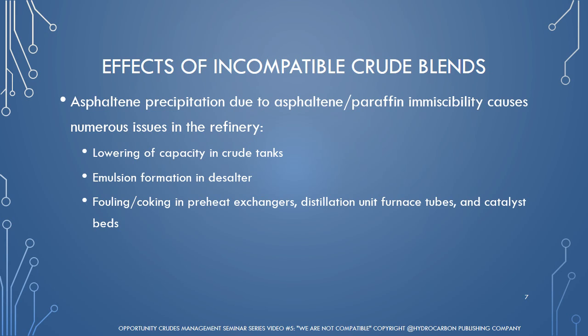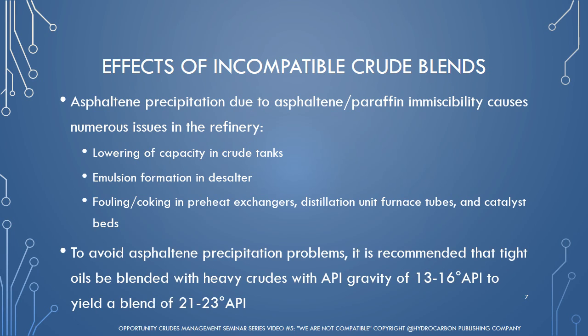In order to avoid these problems when blending tight oils and heavy crudes, refiners should blend tight oils with heavy crudes with an API gravity of 13 to 16 degrees to yield a blend with an API gravity of 21 to 23 degrees.